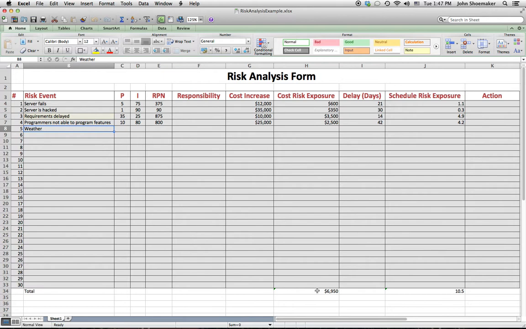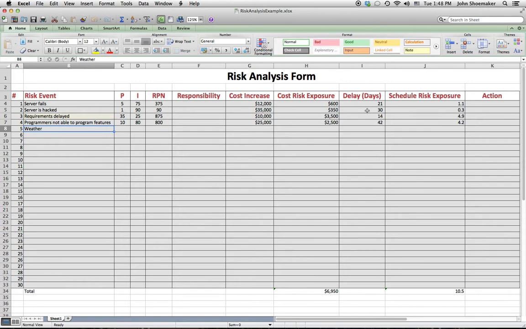Now we can do the same thing with the schedule. These are budget items, but we can do the same thing with the schedule. We can say, for example, that if the server fails, how much delay will it cause the project? And we can say, well, it will cause 21 days of delay. Or if the server is hacked, how many additional days will it take to complete the project? Well, it's going to take 30 days. That's our estimate. Now remember that we have Slack, and so we're looking primarily here at critical activities or activities that are delayed beyond the available Slack.